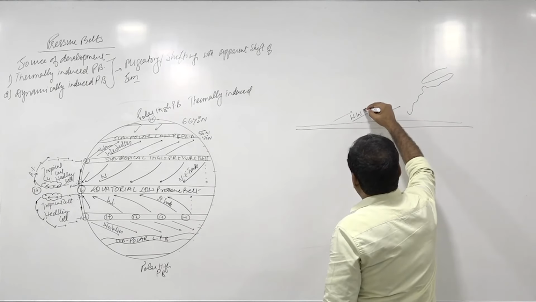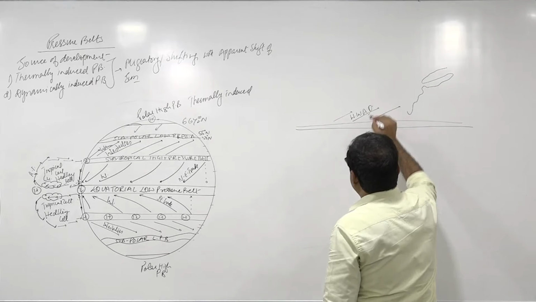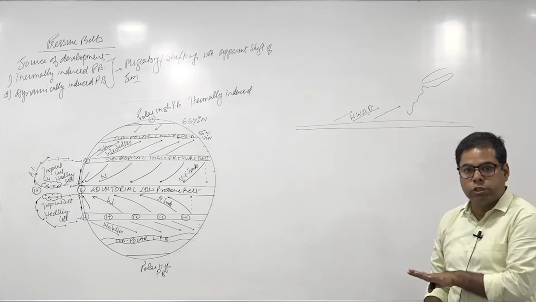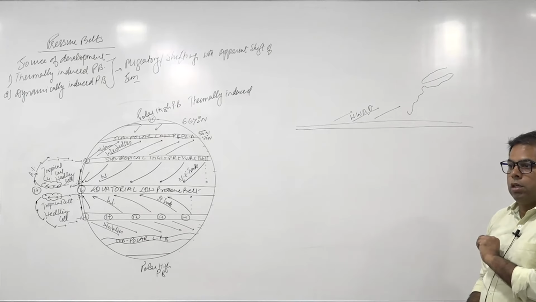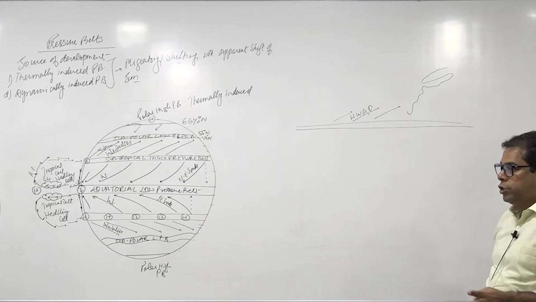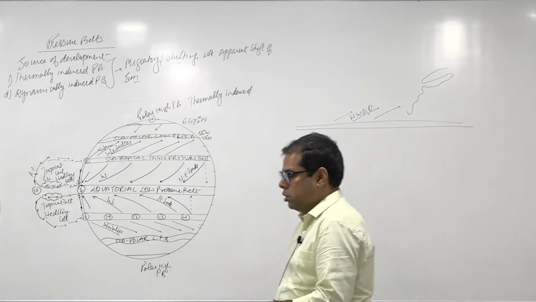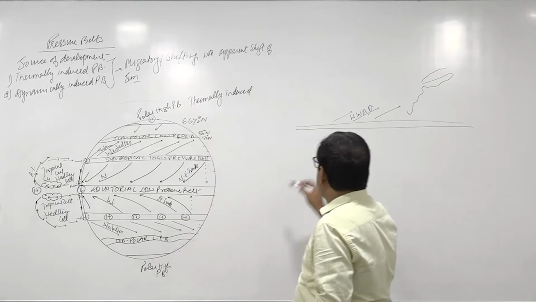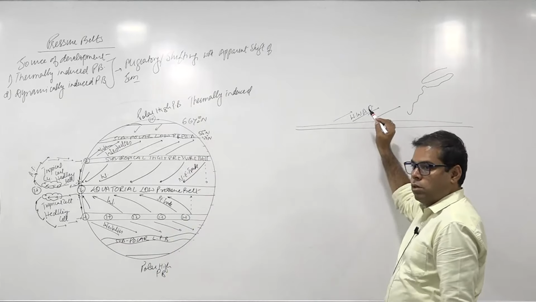Which ocean is this? Atlantic Ocean. So these westerlies blow over the warm ocean current. Which ocean current? Ocean current in the northern Atlantic Ocean. North Atlantic Drift, warm. So these westerlies are blowing over the warm North Atlantic Drift.